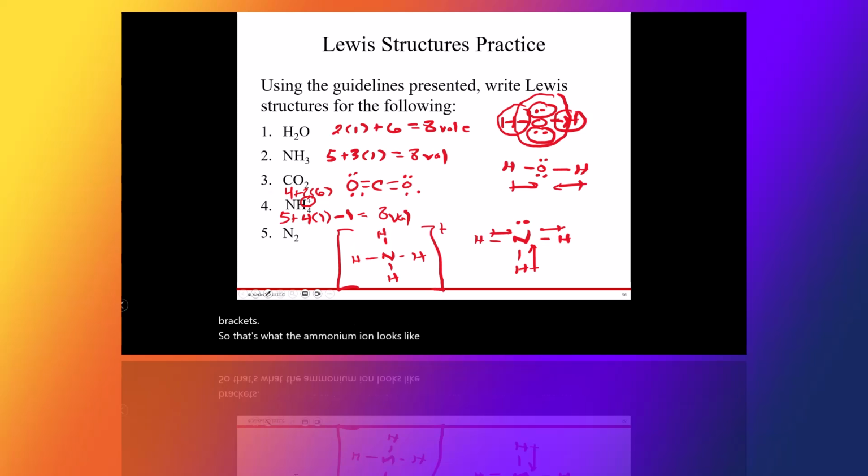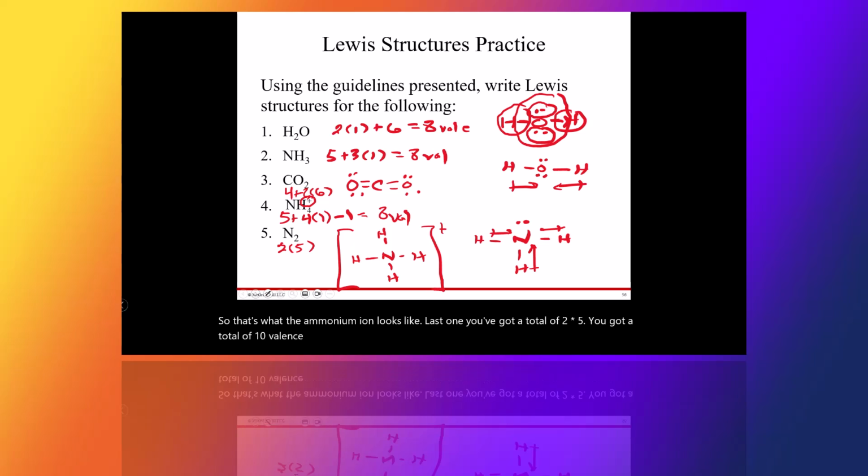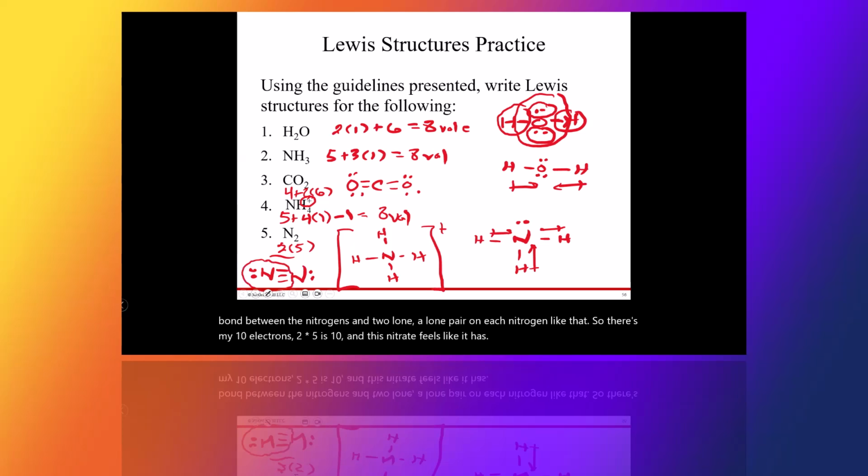Last one, you've got a total of 2 times 5. You got a total of 10 valence electrons. Everything has to feel like it has 8. You end up with the triple bond between the nitrogens and a lone pair on each nitrogen like that. So there's my 10 electrons. 2 times 5 is 10. This nitrogen feels like it has 8, and this nitrogen feels like it has 8.